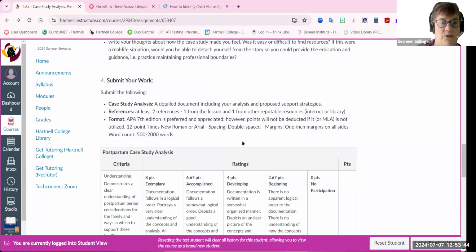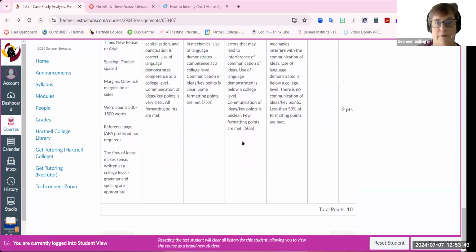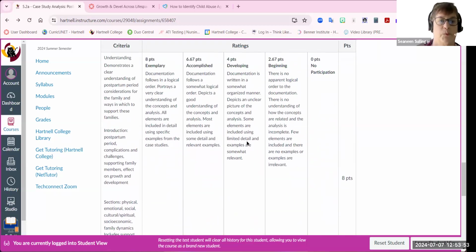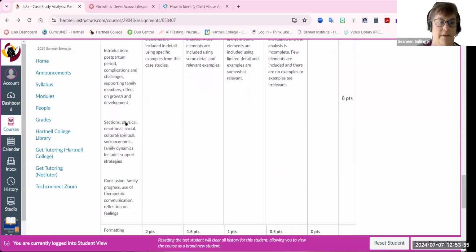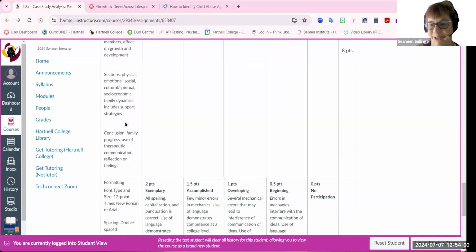And then here is your rubric. The majority of the points, right? Only 2 points for the formatting. So the 8 points is really the meat of what it is, so that you cover everything. Everything's covered, right? The introduction, the sections, and the conclusion.